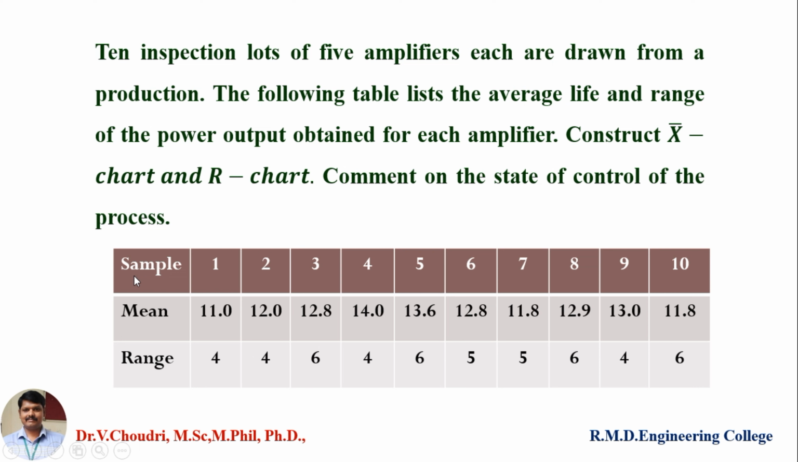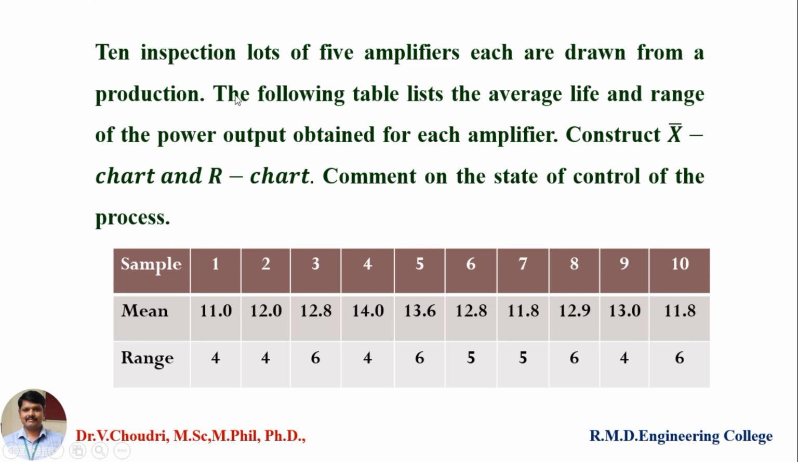Okay. So what are the samples? Sample 1, average mean value 11.0. Sample 2, 12.0. And 3, 4, 5, 6, 7, 8, 9, 10. So 10 samples are there, with the corresponding average values here. And the range is also given: for sample 1, 4; for sample 2, 4; up to sample 10, 6. Okay, so what types of data are given? Let me give one explanation.